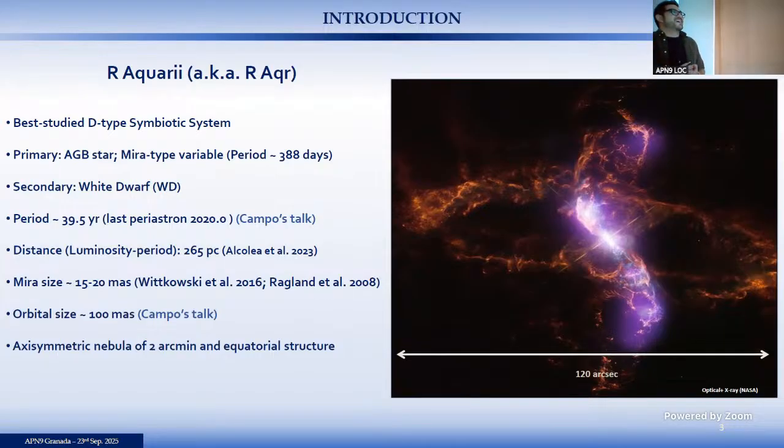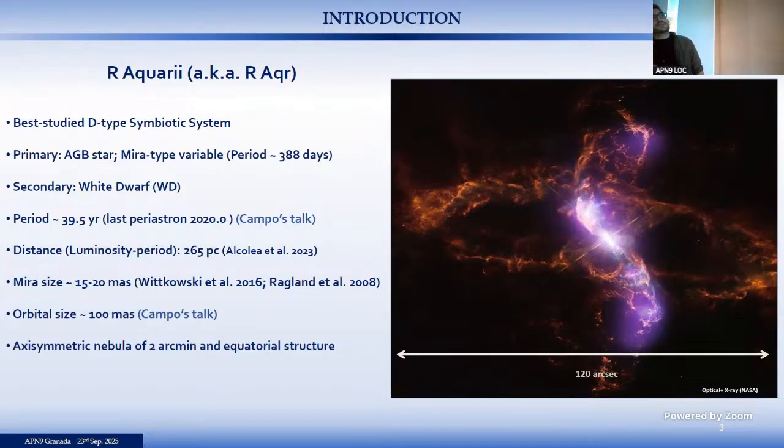It's also important for our comparison to know the Mira size and the orbital size, because we will compare the structure detected in our brightness distribution maps with this magnitude. So the Mira size is between 15 and 20 milliarcseconds, and the orbital size is close to 100 milliarcseconds.